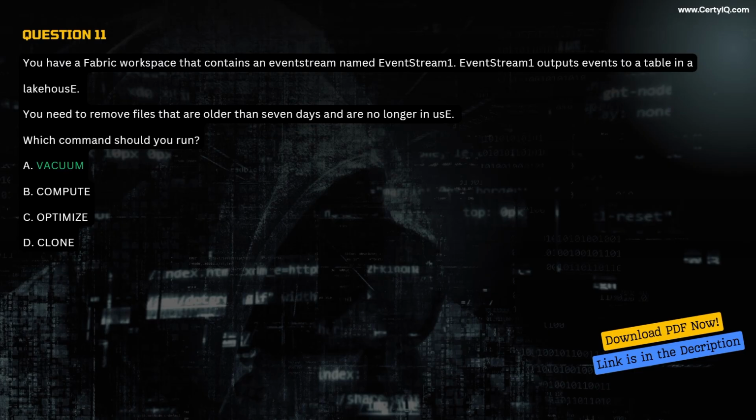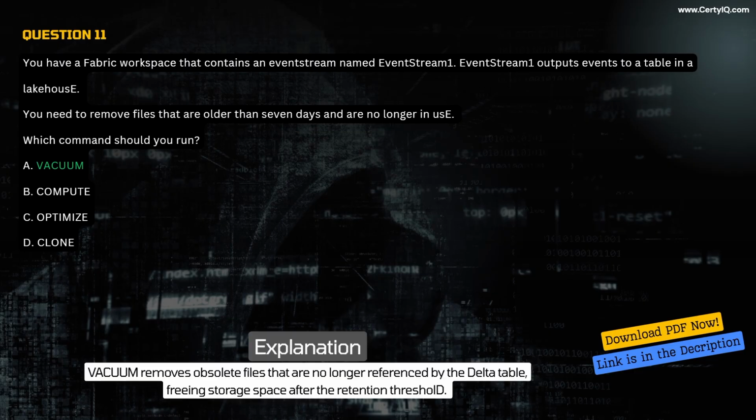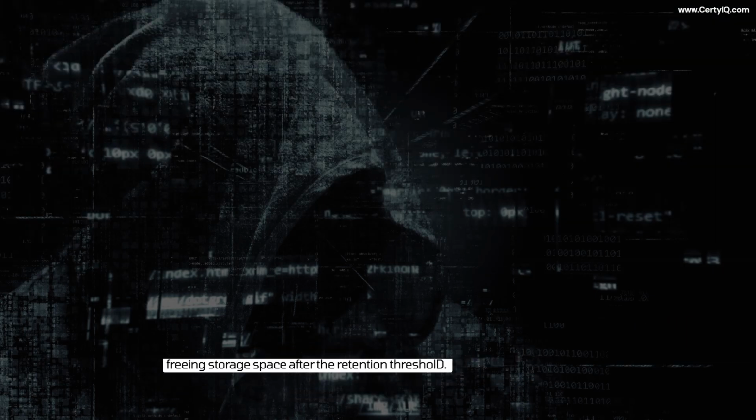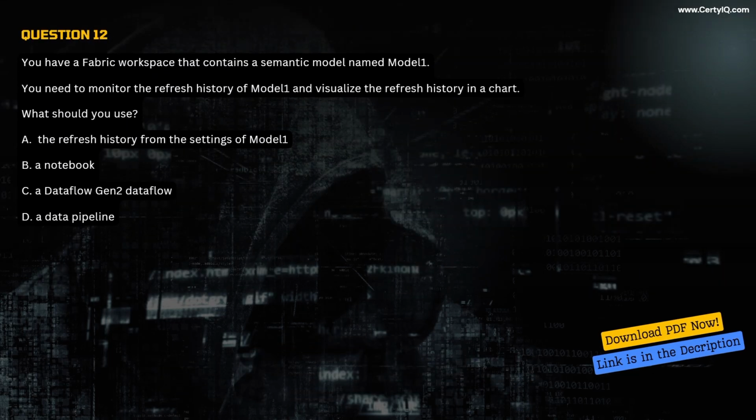Vacuum. Explanation. Vacuum removes obsolete files that are no longer referenced by the Delta table, freeing storage space after the retention threshold. Question 12. You have a Fabric workspace that contains a semantic model named Model 1. You need to monitor the refresh history of Model 1 and visualize the refresh history in a chart. What should you use? A. The refresh history from the settings of Model 1. B. A notebook. C. A data flow Gen 2 data flow. D. A data pipeline. Correct answer B.